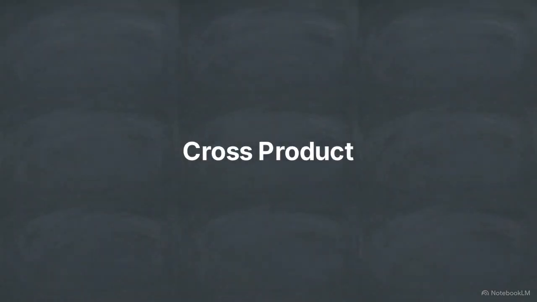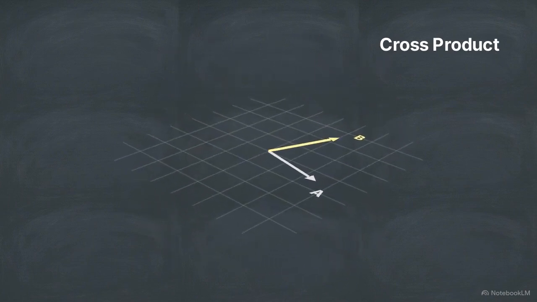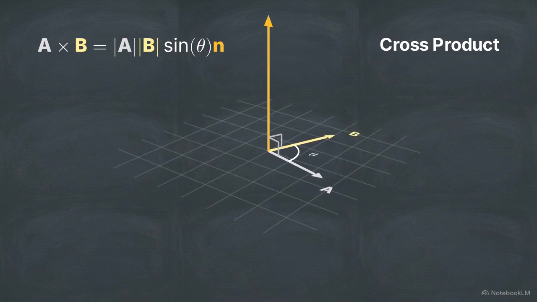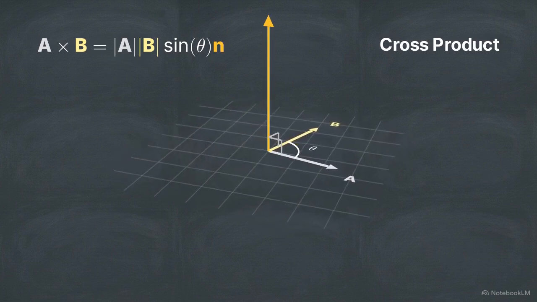This diagram demonstrates the second method of vector multiplication, the cross product. Notice how the vectors A and B lie flat on a 2D grid. The formula for the cross product takes the magnitude of A times the magnitude of B times the sine of the angle between them, multiplied by unit vector n. Unlike the dot product, it outputs a new 3D vector instead of a single scalar. The core geometric property of this new vector is that it is perfectly orthogonal, meaning it sits at a 90-degree angle to both of the original vectors.